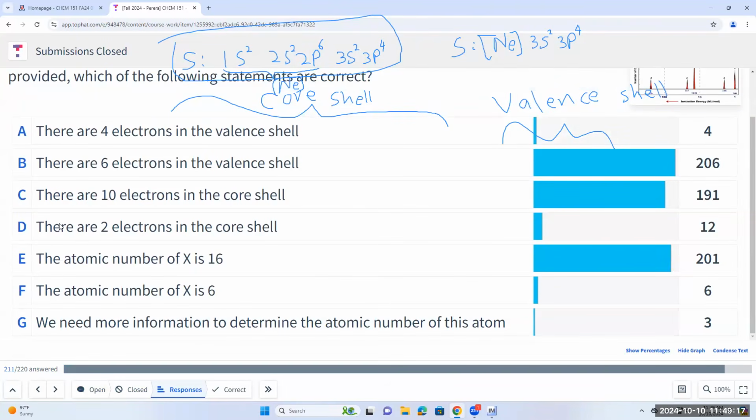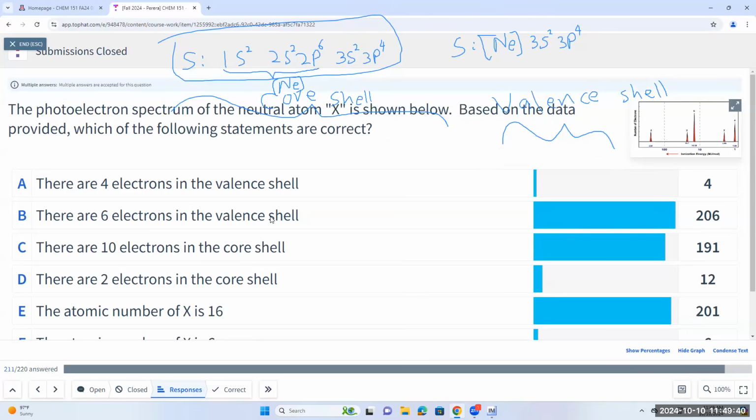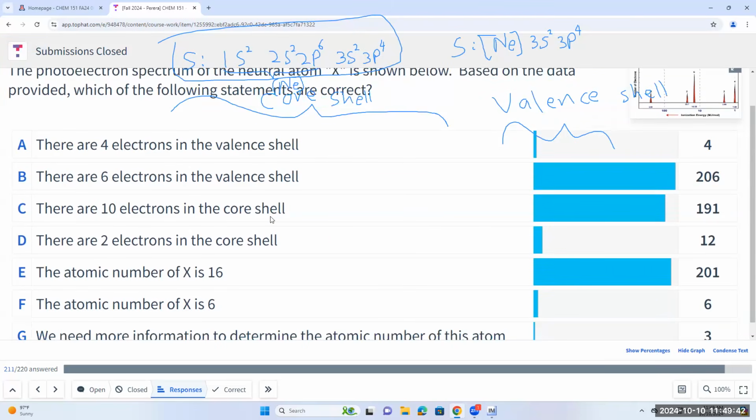All right. And here are our responses. There are 6 electrons in the valence shell. That is true. The third shell is the valence shell or the outermost shell. You have 4 plus 2, 6 electrons. And then there are 10 electrons in the core shell. That is true. 1s2, 2s2, 2p6 has 10 electrons. And then the atomic number of the atom is 16. That is true as well.